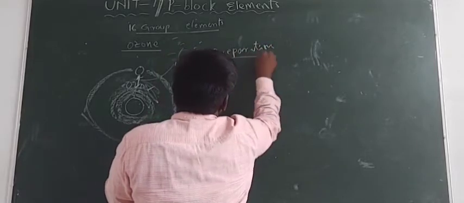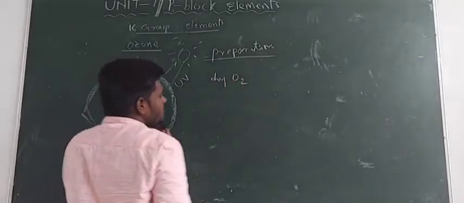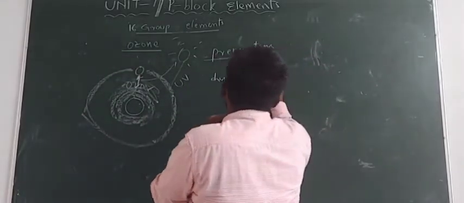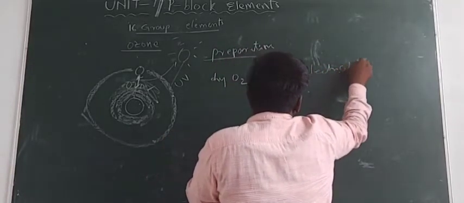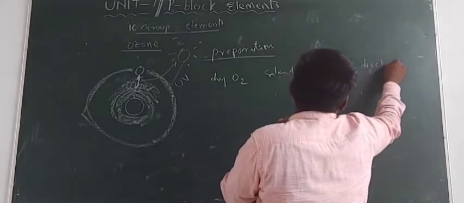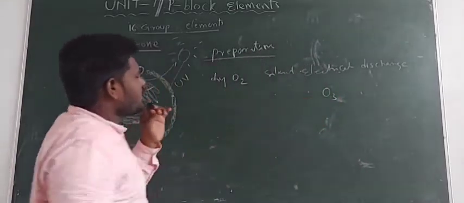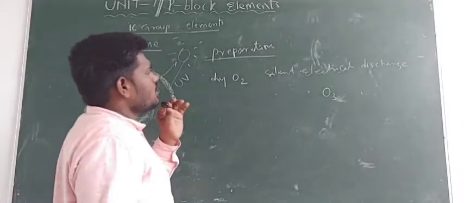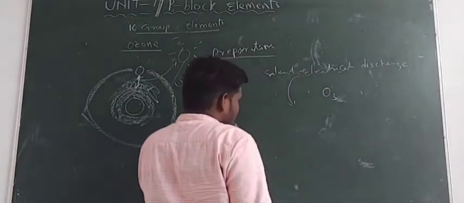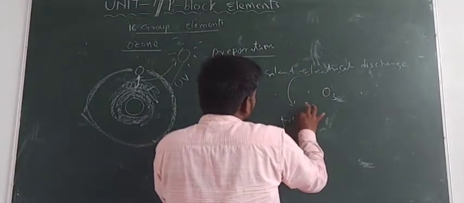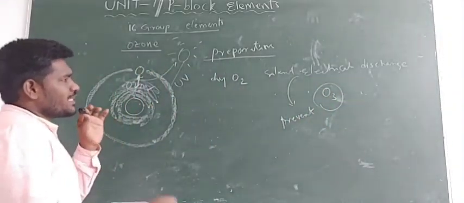Preparation of the ozone. Ozone is prepared by passing dry oxygen through the silent electrical discharge. So O3 formation takes place when dry oxygen is passed through the silent electrical discharge. The usage of this silent discharge is necessary because it prevents the decomposition of the O3. That's why we need to use the silent electrical discharge.